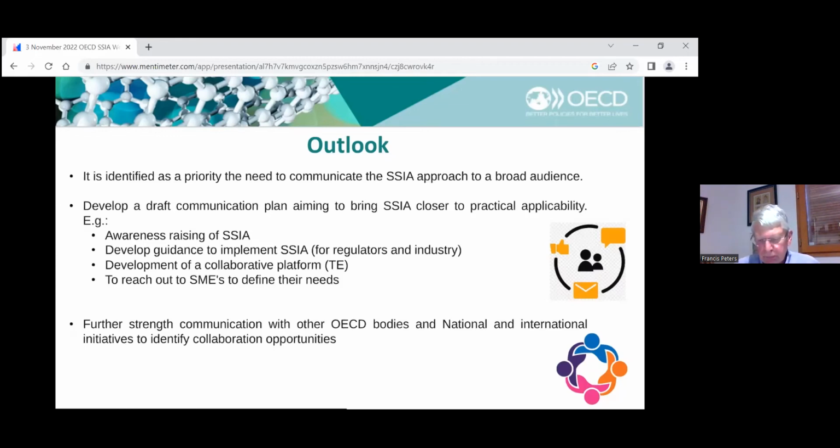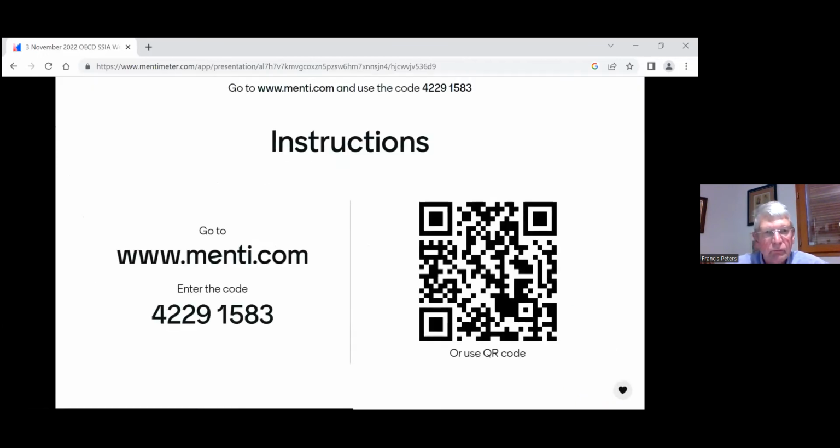So this is a very short presentation on the work done to identify the barriers. Now we will have some questions on Mentimeter. If you could go to the next slide, please. So you have the connection to the Mentimeter here.